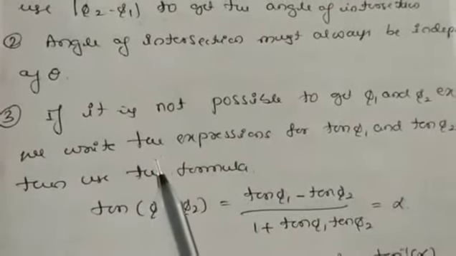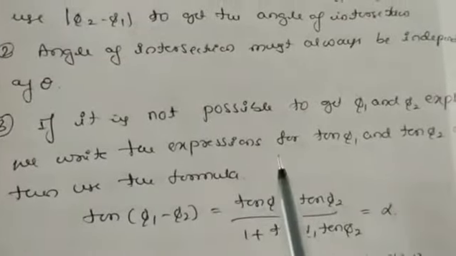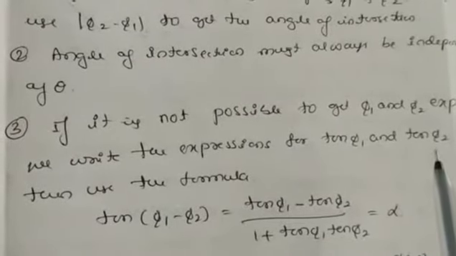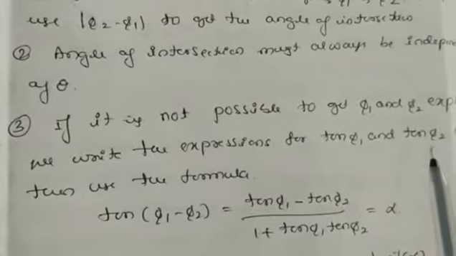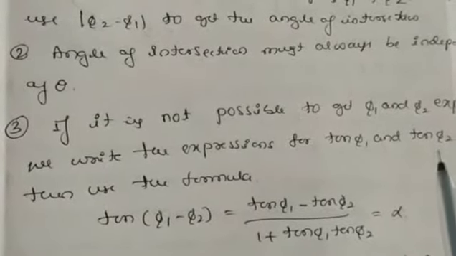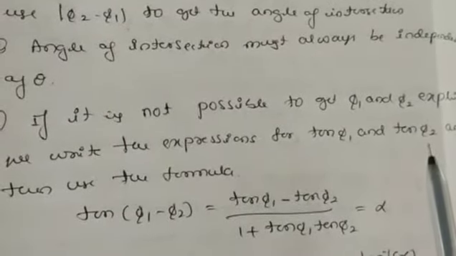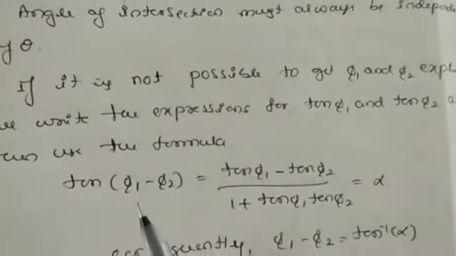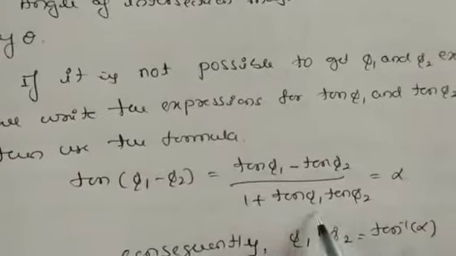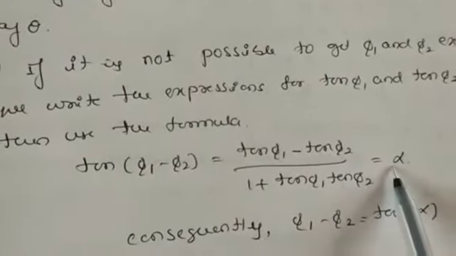The third point: suppose it is not possible to get phi 1 and phi 2 directly, then we write the expression for tan phi 1 and tan phi 2, because while finding phi 1 and phi 2 we use the formula for cot phi. If it is not possible to find the value of phi 1, take it in terms of tan phi 1, and for the second curve also take tan phi 2, and then use the formula tan of phi 1 minus phi 2 is equal to tan phi 1 minus tan phi 2 divided by 1 plus tan phi 1 into tan phi 2. After simplification you will get some value, take that as alpha.